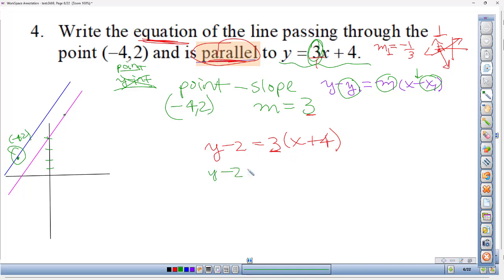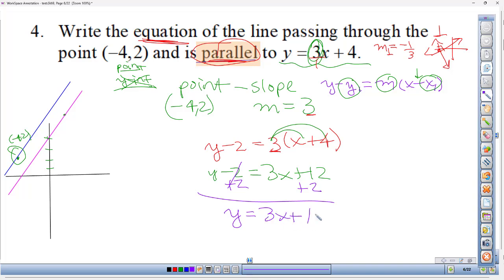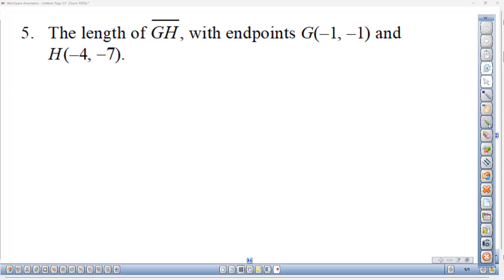So the y minus 2 will wait while I distribute. 3 times x is 3x, and 3 times 4 is positive 12. And finally, to get rid of that minus 2, I will add it. Those add up to 0 and disappear. So what do we have over here? y equals 3x plus 14, and that's the equation for that blue line. It passes through this point, but it's parallel to the pink line.